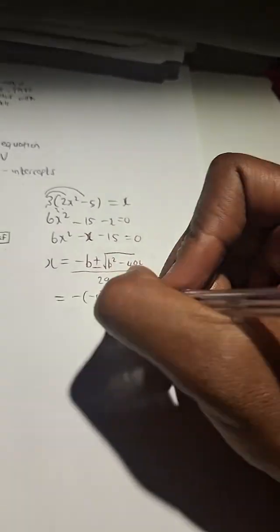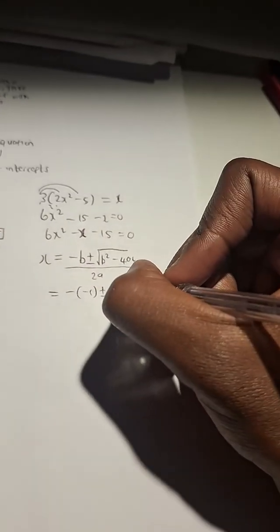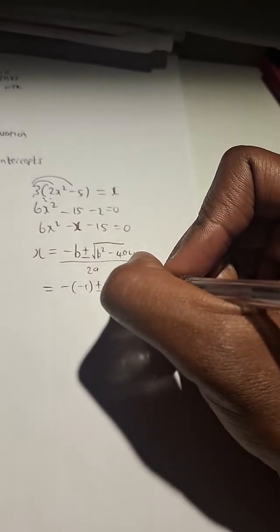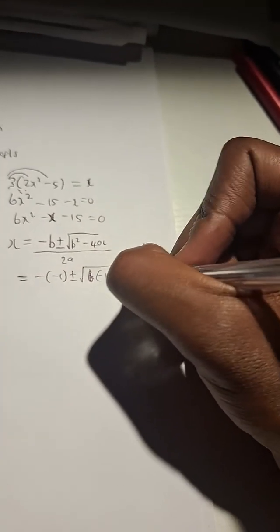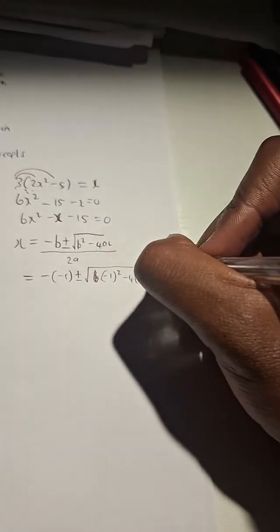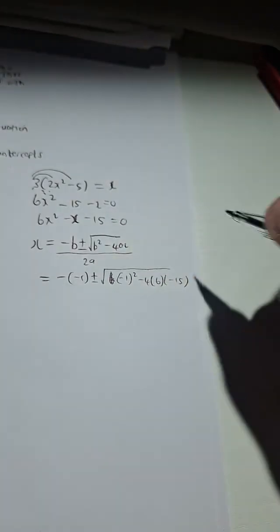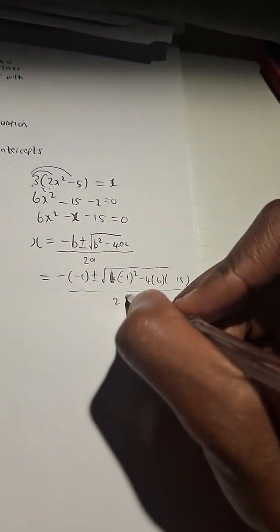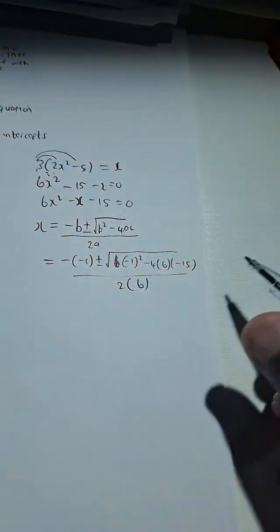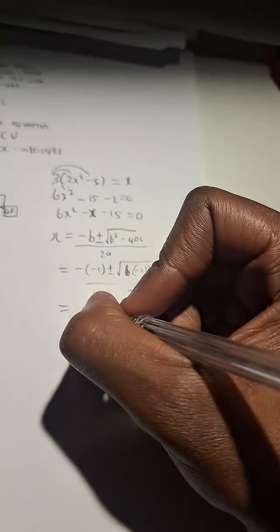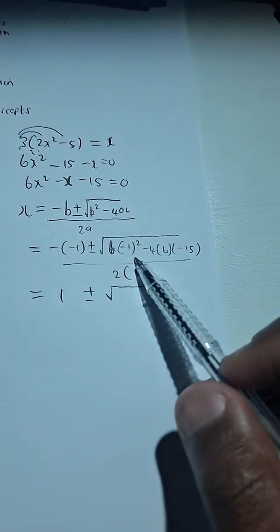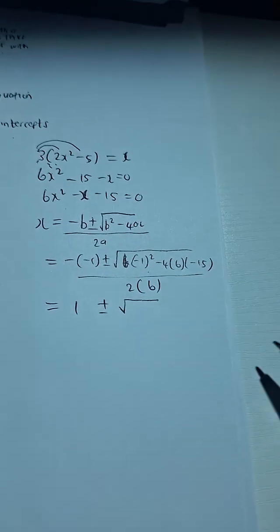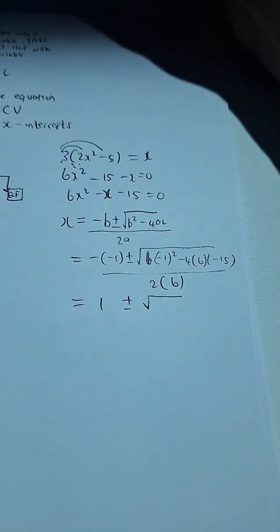So obviously we know that b is negative 1. b squared minus 4ac, that is negative 1 squared, minus the 4a, the c, over 2 times the a, which is 6. Now I'm waiting for you guys to gloriously lead me into victory this time round, unlike the other time.